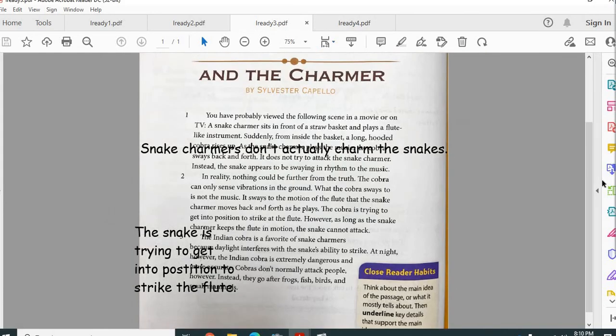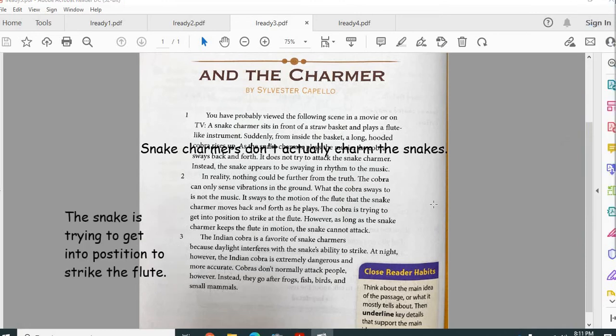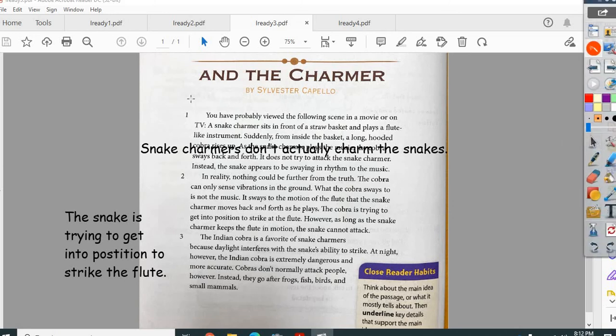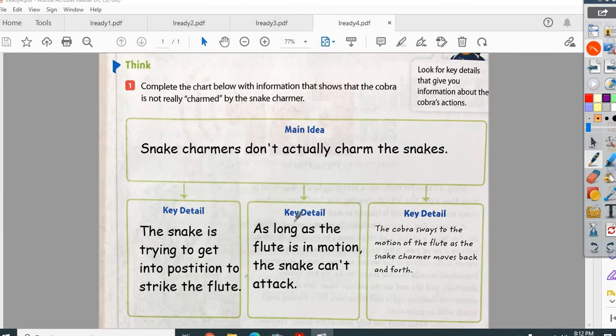So let's go back, and I'm going to move this stuff out of the way so that we can see again. He's not really charming the snake. Here's one. However, as long as the snake charmer keeps the flute in motion, the snake cannot attack. So it's more proof that he's not really charming it. It's just following the flute. So as long as the snake charmer keeps the flute in motion, the snake cannot attack. That's what we're going to put on the next one. Alright, so here we have our last key detail we thought of. You should have this copied down on your chart too.